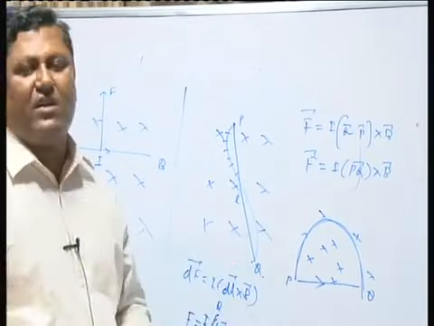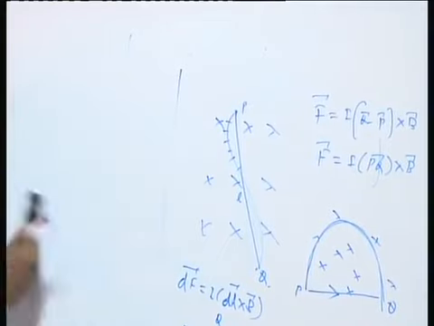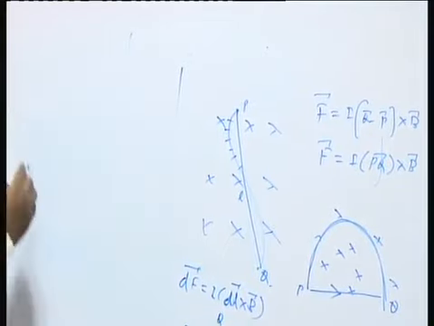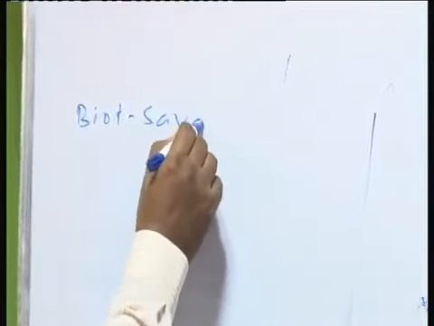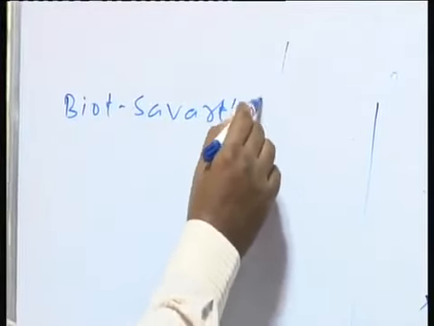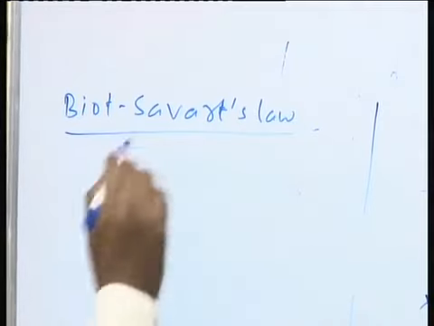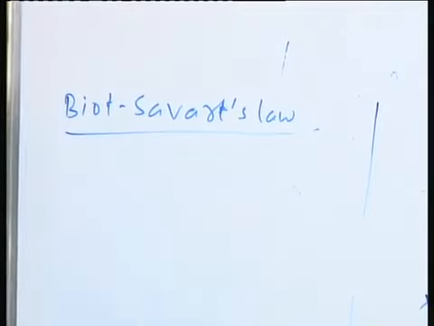Another important topic in this chapter is how to find the magnetic field produced by a small element, using Biot-Savart's law. First we will discuss how to find the magnetic field produced by a small element, then we will discuss how to find the magnetic field produced by a current carrying circular loop.